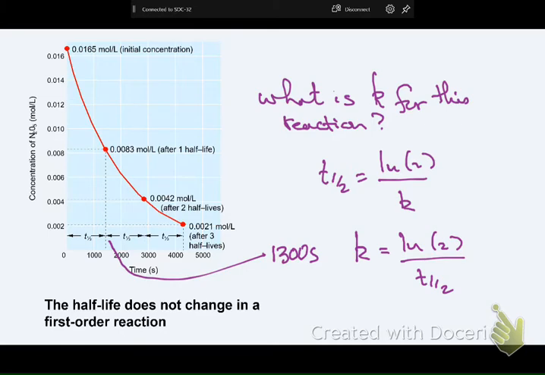Okay. 0.6931, is that what it is? 0.6931 divided by 1,300. And that's going to be 5.3 times 10 to the minus 4. And the units, there's seconds here, and I'm dividing by time, so it's seconds to the minus 1. Okay.